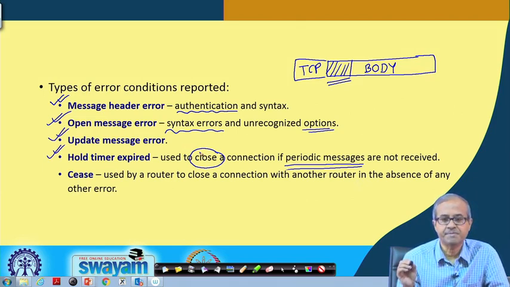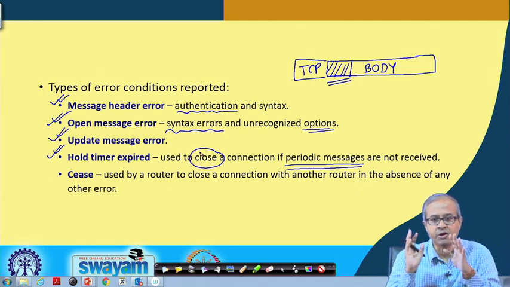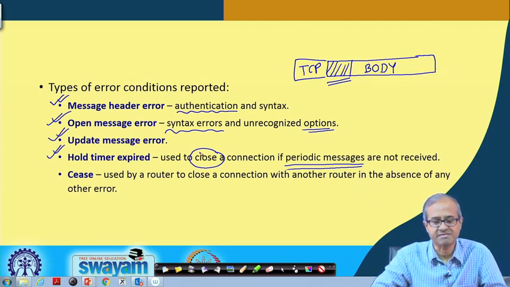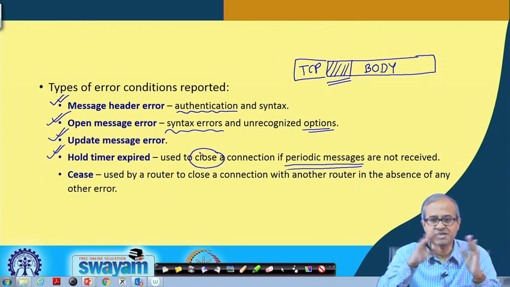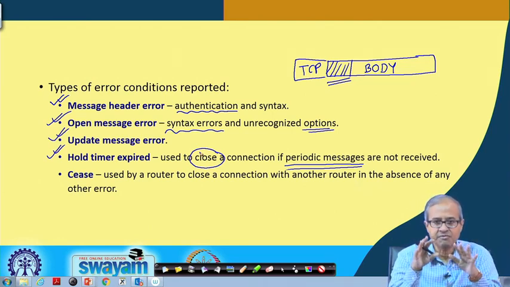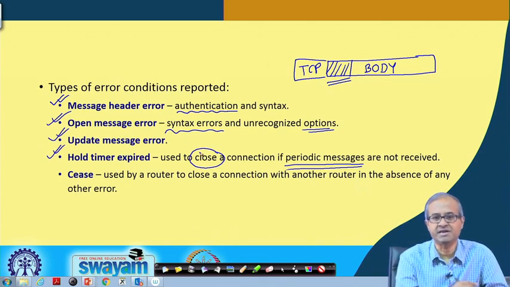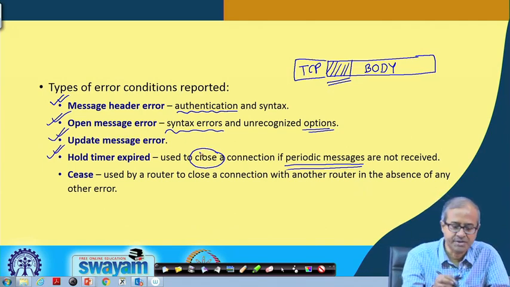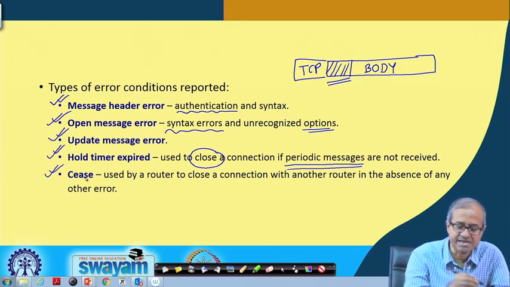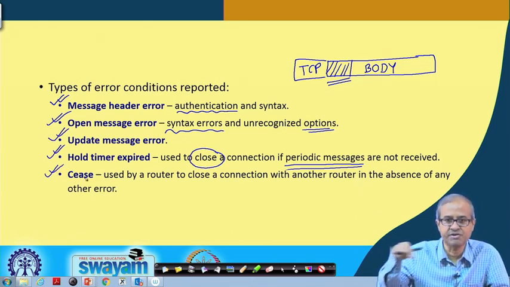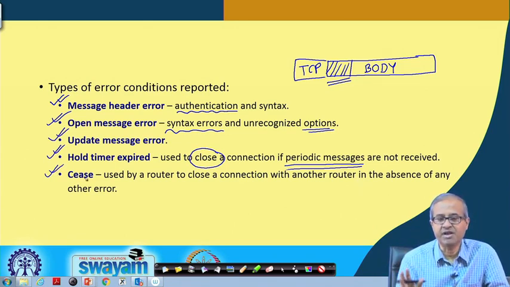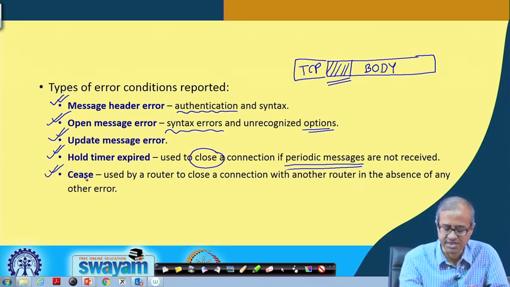Sometimes due to some reason you can forcibly terminate a connection. Let us say due to some reason your network is being brought down due to maintenance and other things, you are forcibly terminating connection with the other peers. There you send a cease error message to your neighbors saying that, well, I am requesting to terminate or cease the connection, but there is no other error as such, I am wanting to close the connection.